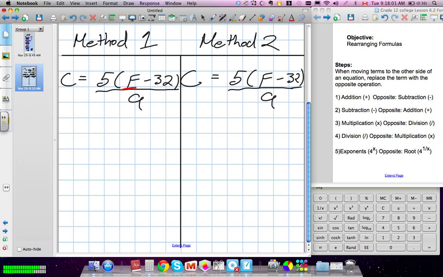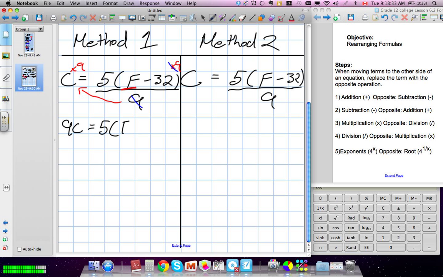So the very first thing I need to do is move the 9 to the other side of the equation. When I move 9 to the other side of the equation, that means I need to multiply both sides of the equation by 9. That will cancel out the 9's on the right side. What is 9 times C? How can I represent that? 9C is equal to 5 times F minus 32.